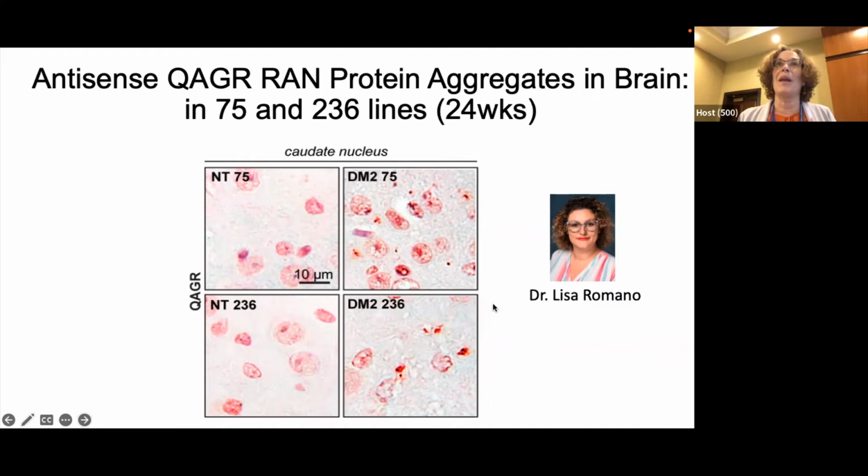So when I hear these beautiful presentations about targeting the sense transcripts, I just want to remind those who are in the industry to not forget about the antisense transcripts, because the antisense transcripts are producing another set of RAN proteins, the QAGR RAN proteins, and those are also found in our mice. So that's what's found in the human, that's what's found in the mice.